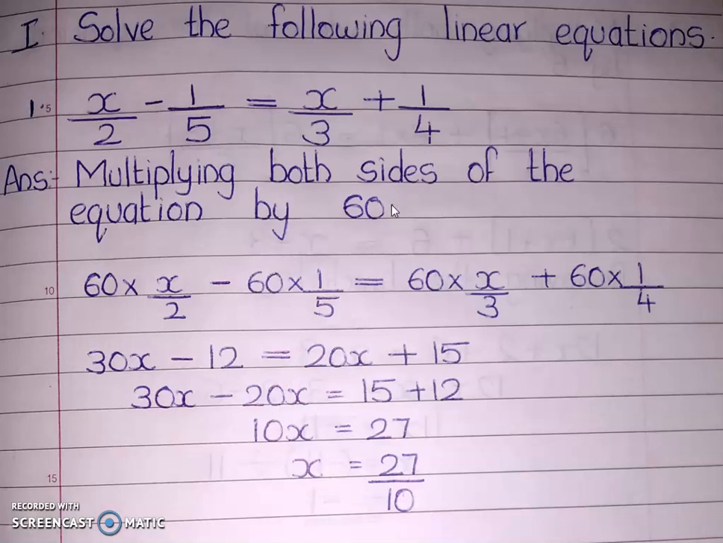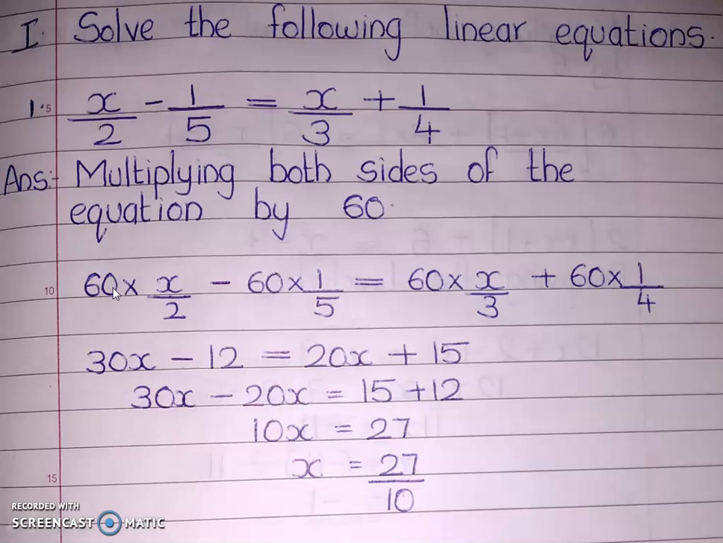Where is this 60 coming from? As usual, you can see many denominators here. Which are the denominators? 2, 5, 3, 4. So 60 is the LCM of 2, 5, 3 and 4. Multiplying each and every term by 60. 60 into x by 2 minus 60 into 1 by 5 equal to 60 into x by 3 plus 60 into 1 by 4.